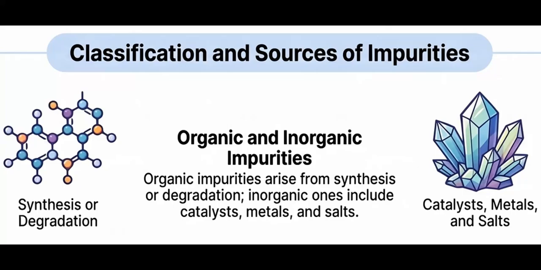Inorganic impurities are different in nature. These include catalysts used in chemical reactions, heavy metals from equipment or raw materials, salts and other inorganic residues. These can be process-related or come from the manufacturing environment itself.